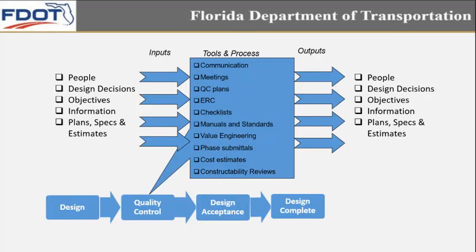And this is just another quick overview of how we spoke about, whenever you're thinking quality control, you think about it in terms of your inputs, your tools and processes, and then your outputs. And like I said, the outputs are basically dependent on your inputs and tools and processes. And I have listed some items that contribute to quality control: communication, meetings, QC plans, ERC, checklists, manuals and standards.